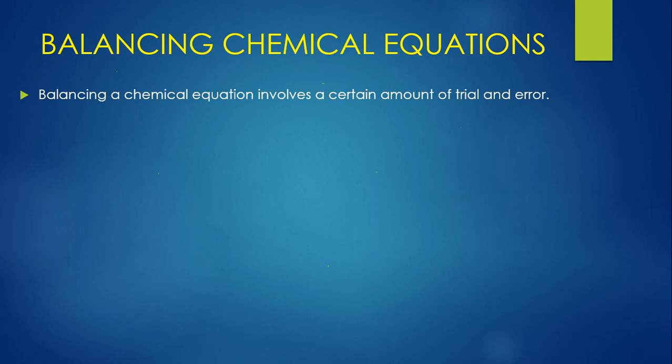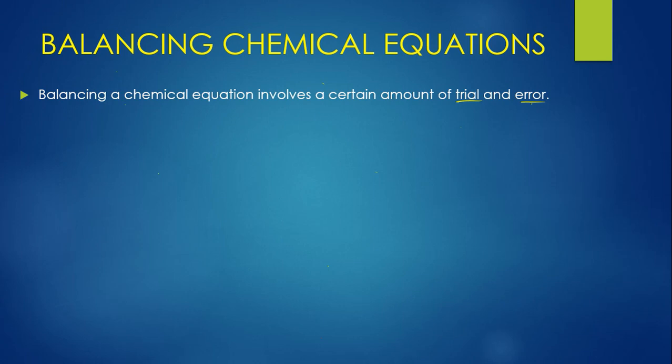Note that when balancing a chemical equation, it involves a certain amount of trial and error. So we'll be using the trial and error method in order to come up with a fully balanced chemical equation. Sometimes you might discover that you're trying to balance a chemical equation, but it's failing to balance. So you just have to continue the process by trying different numbers on your reactants and on your products. I'm going to teach you now how that is done.